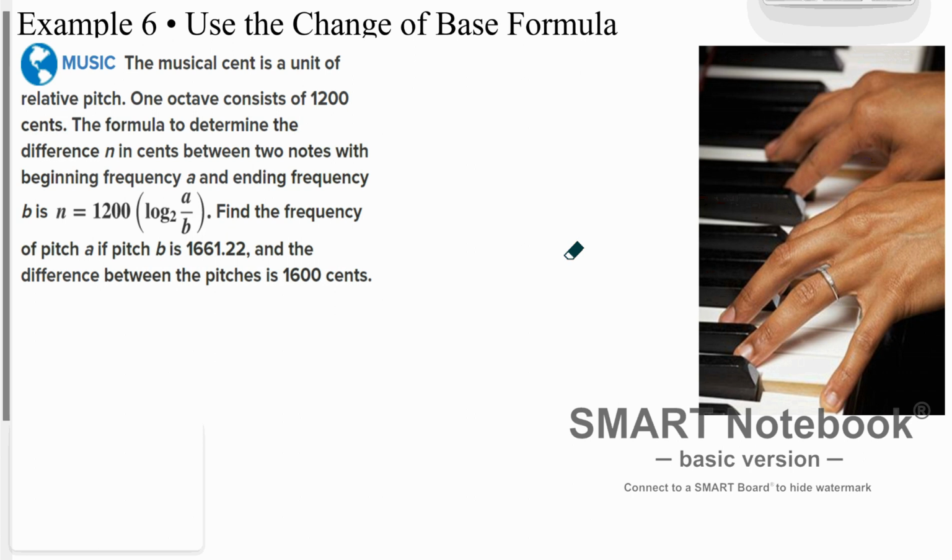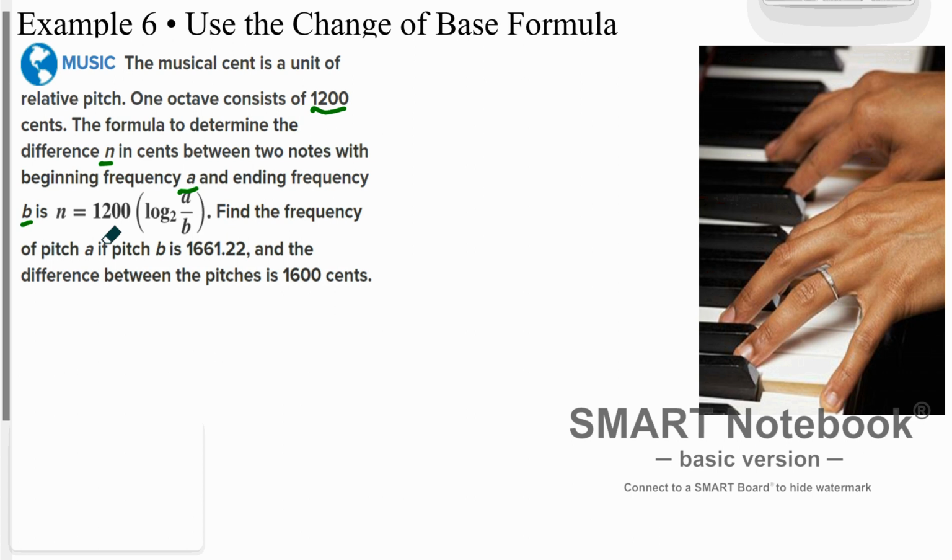In this section, we're going to change the base formula using it. The musical cent is a unit of relative pitch. One octave consists of 1200 cents. The formula to determine the difference n between two notes, beginning frequency A and ending frequency B, is denoted by this equation right here.